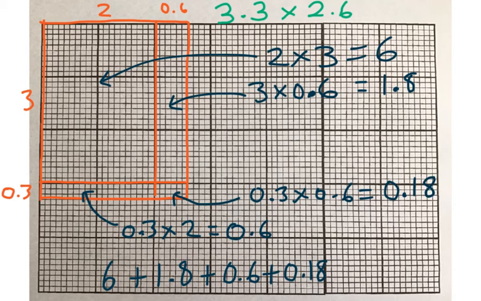Now we've got our 4 totals from those 4 different arrays that we've cut from our large array, and we can add them up. So it's 6 plus 1.8 plus 0.6 plus 0.18, which will give us 8.58. And that's what 3.3 times 2.6 equals.